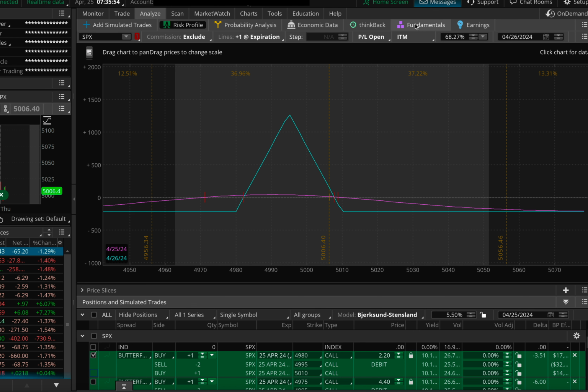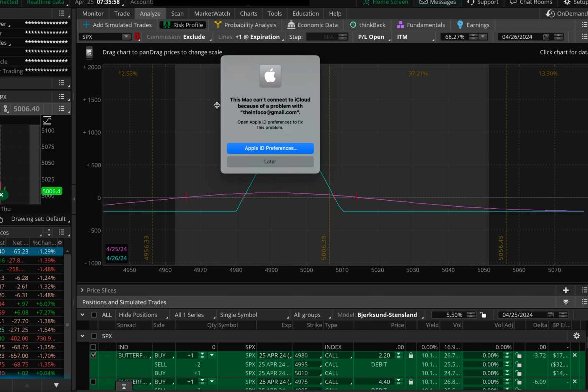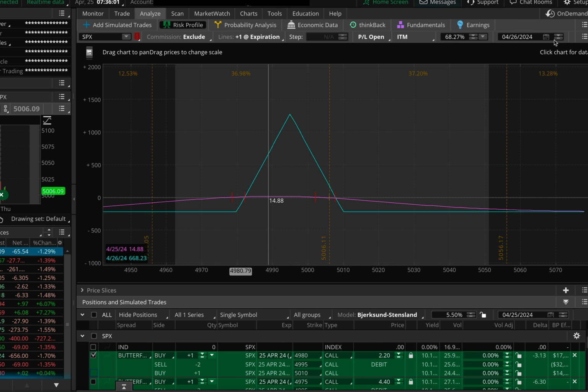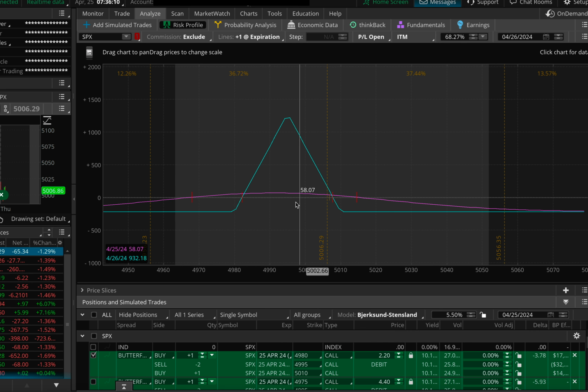Okay, quick check in here. It's 7:35 California time, and we've been in this trade for about, what's that? Been in this trade for about, let's say, 30 minutes. Let's see where we're at. So here's the small position. This is the version 1.